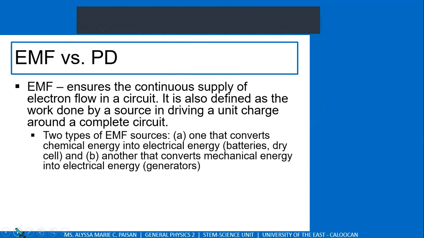There are actually two types of EMF sources. One that converts chemical energy into electrical energy, such as batteries and dry cell. Ayan, chemical energy yon, di ba? Stored energy particularly. And then another that converts mechanical energy into electrical energy, such as generators. Generators actually are the major sources of the electrical energy that we have at home.